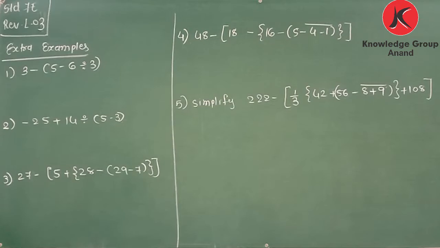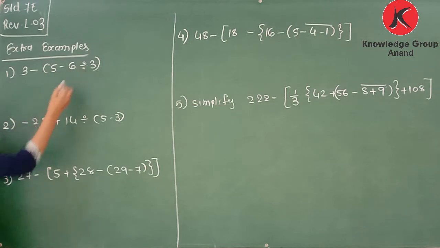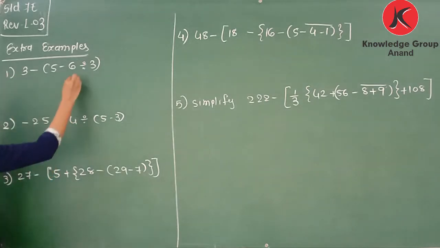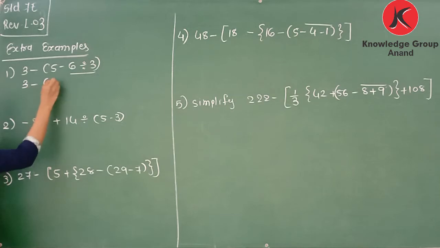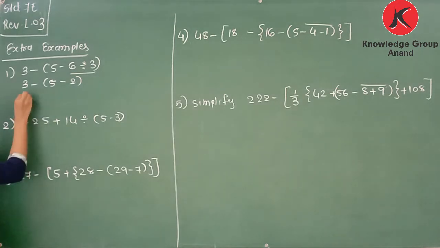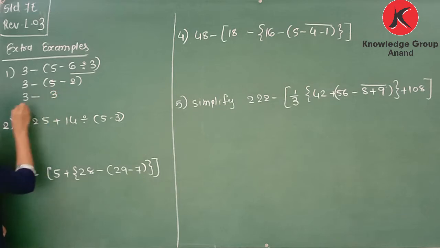Now let's take some more examples. So here first, 3 minus 5 minus 6 divide 3. So as I told you, whenever there is a division, perform division first. So 6 divide 3, that is minus 2 because here minus is given. Now a bracket is given, so 5 minus 3 is 3. The answer is 6.